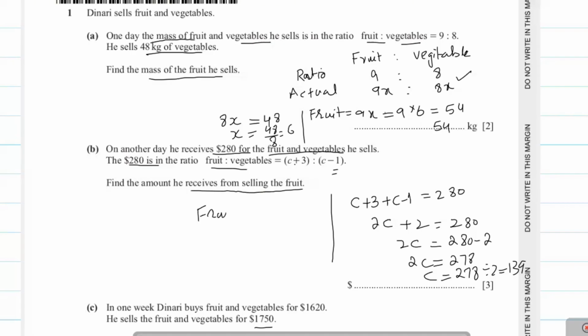The fruit value here is c plus 3, and this is the ratio value, and therefore c here is 139 and plus 3, and this will be equal to 142, and this is the $142 will be the amount he received for the selling of fruit.